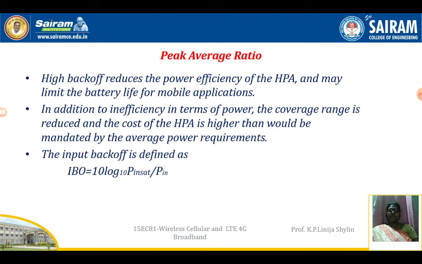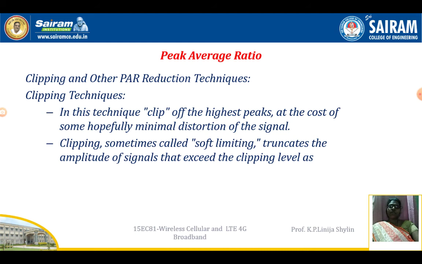The input back off region is equal to 10 log to the base 10 of P in sat divided by P in. So this is the formula which is used to analyze the input back off region. Followed by this, we are going to look at some other peak average ratio reduction techniques.